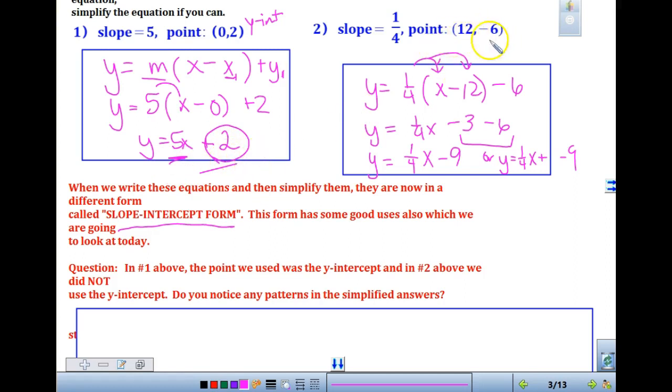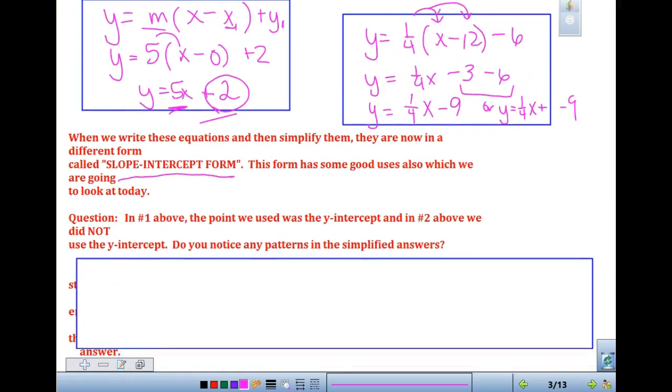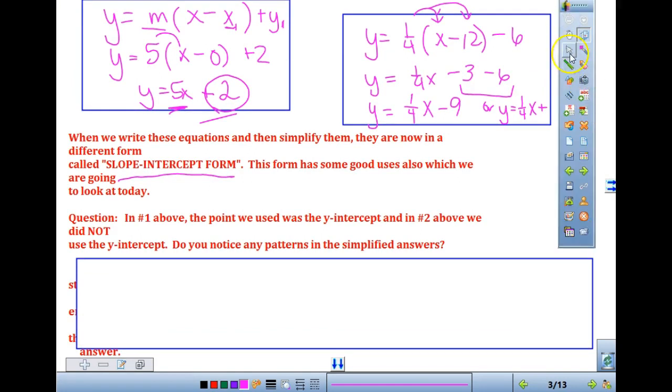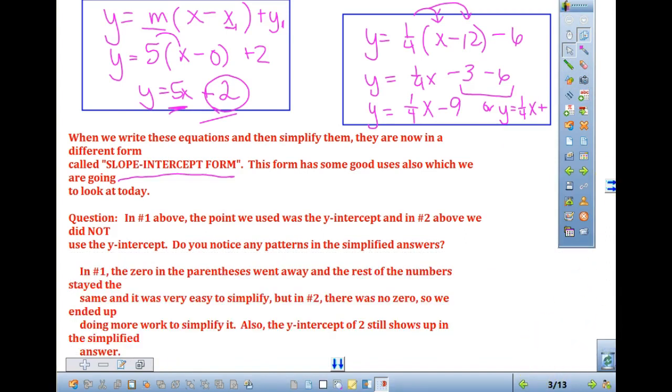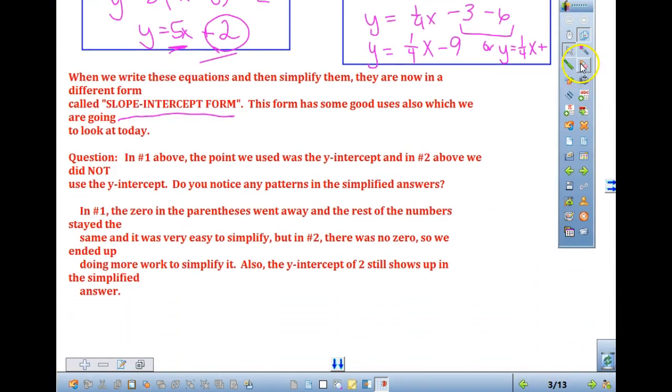Whereas if you do not start with the y-intercept, you've got to do a little more work, right? I don't need you to write this down word for word, because some of you get really caught up thinking it has to be exactly all this written in your notes. But this is the general idea, okay? It says, in number 1, the 0 parenthesis went away.